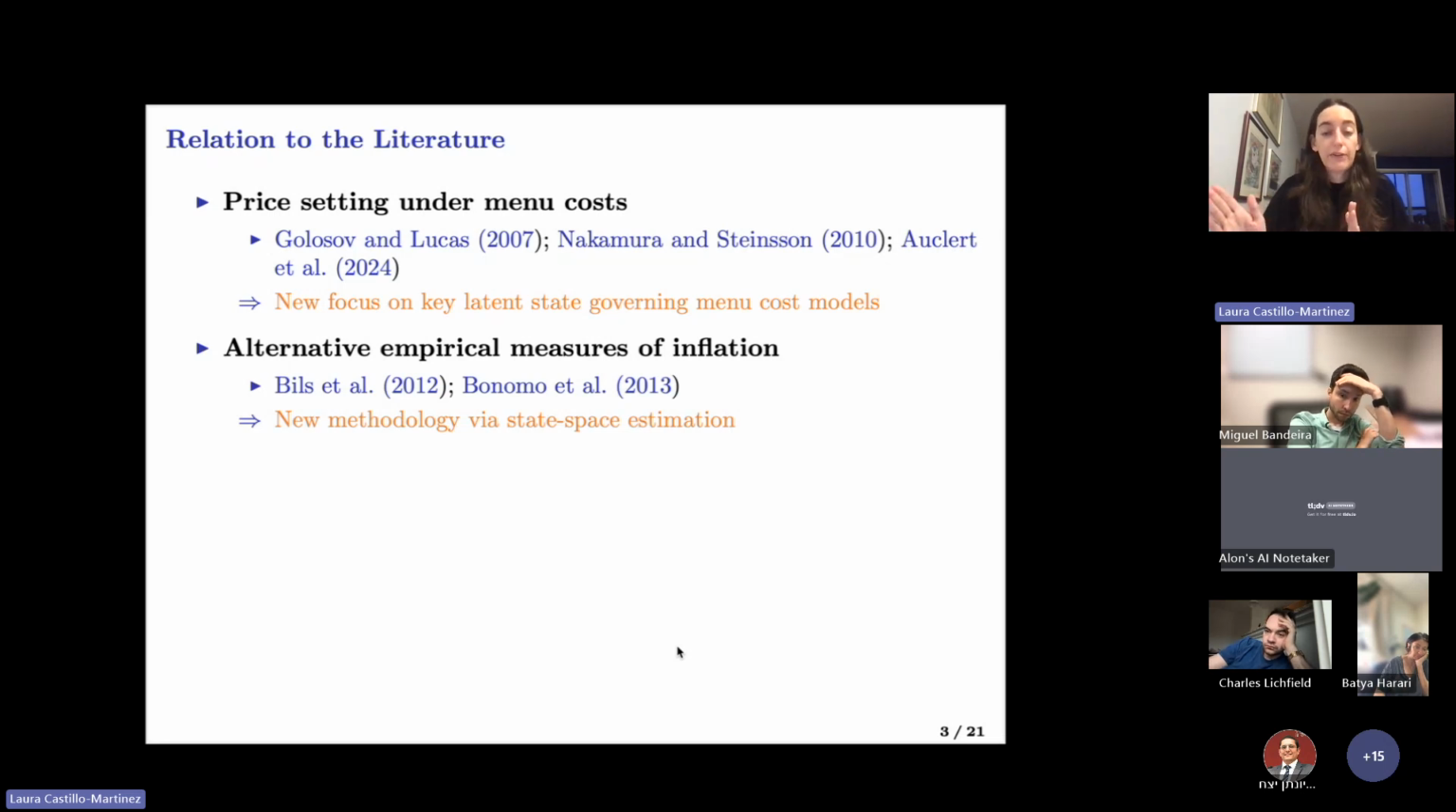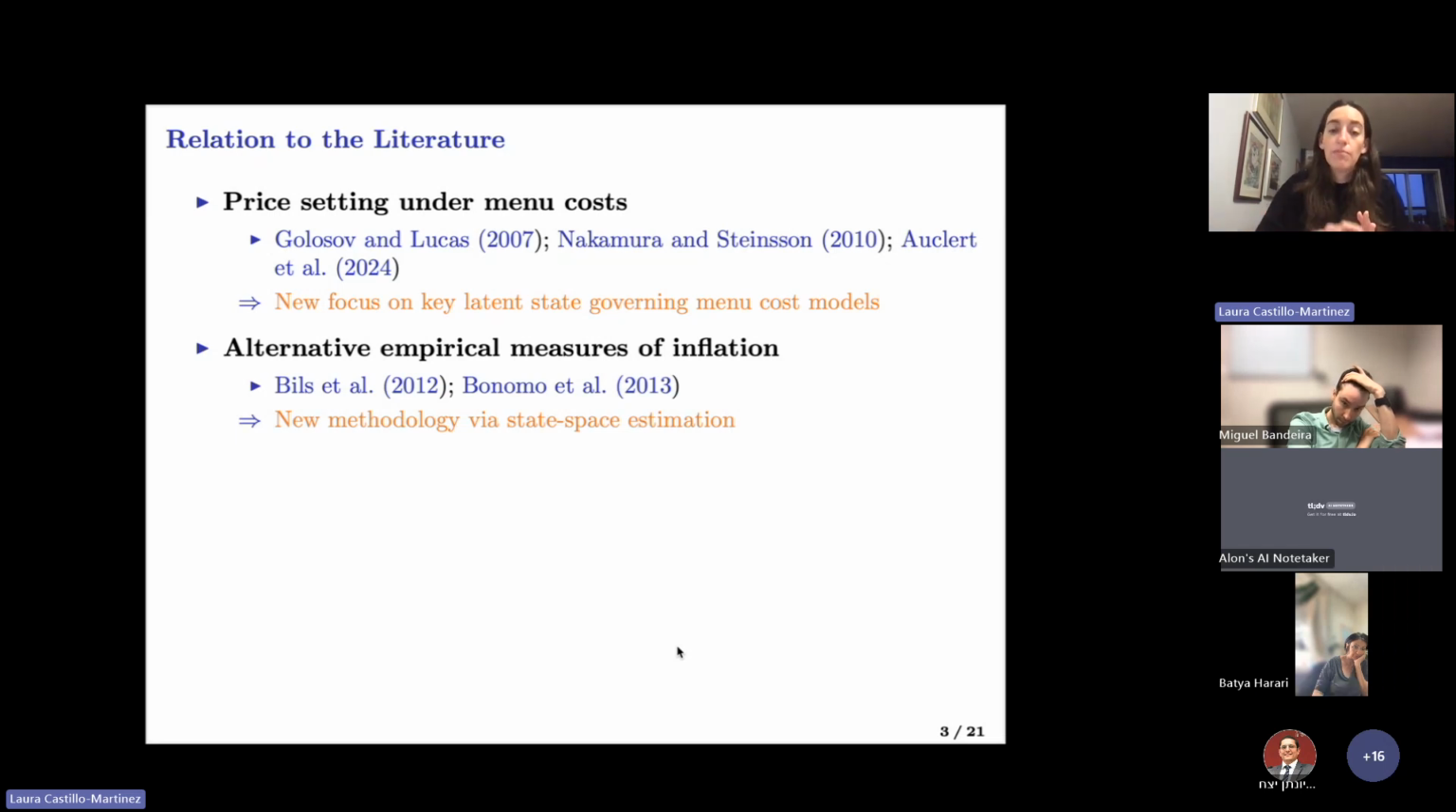We're going to have a very different approach. We're going to still rely on the model, but we're going to contribute in terms of the methodology because we're going to move into this state space estimation that I'm going to explain in a second.